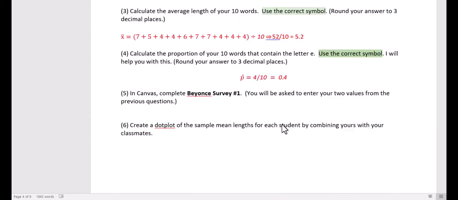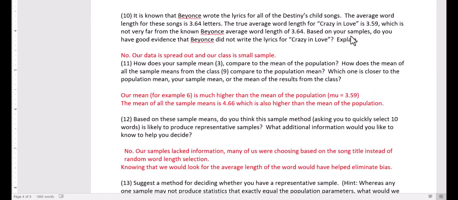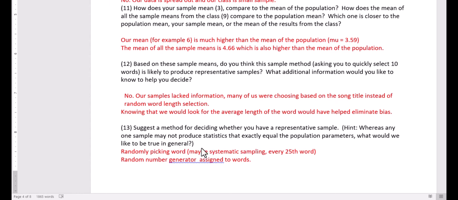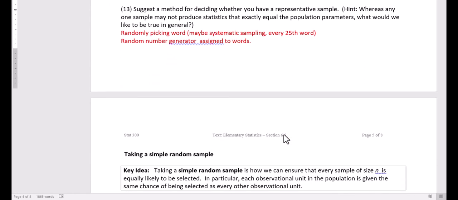Now that we know that what we want is the average word length, what can be a better way of choosing? So here's the answer to those. Our samples lacked information. We were choosing based on the song title instead of random word selection. Knowing what we were looking for, the average word length, would have helped us choose the words better. Suggest methods for deciding whether you have a representative sample: randomly picking words, maybe systematic sampling, every 25th word, every 10th word, or use a random number generator assigned to words. And that's actually what we are going to do.